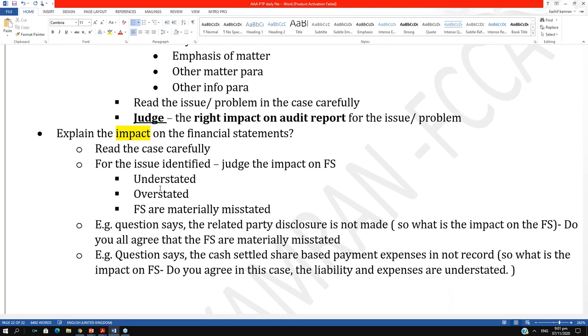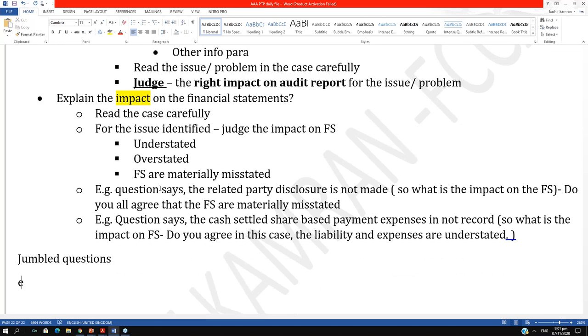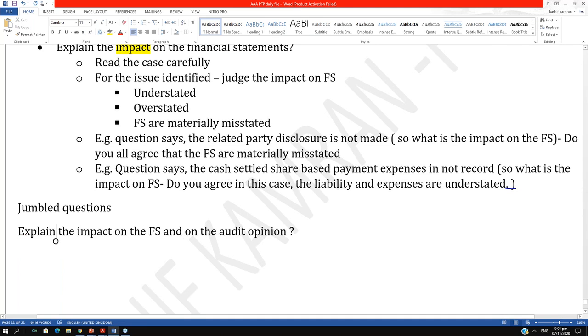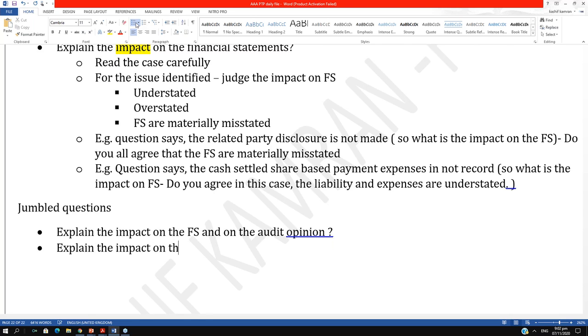Yes. And the question can come jumbled up as well. We have seen jumbled questions. A same question asks you, explain the impact on the financial statement and on the audit opinion. Now, if you know individual parameters, will you be able to solve the jumbled questions? You will first tell the examiner the impact on the financial statement, and then the impact on the audit opinion. If a question comes like this, explain the impact on the financial statements and on the audit report, will you be able to understand the two types of impacts here? If you know the individual exercise we just did above, will that help you with the jumbled questions?